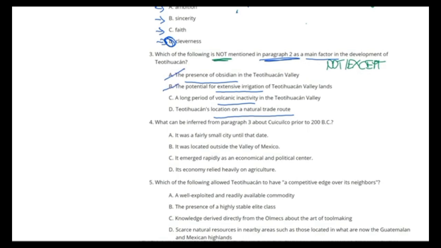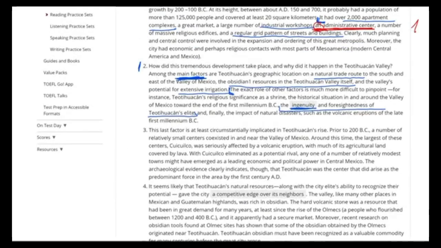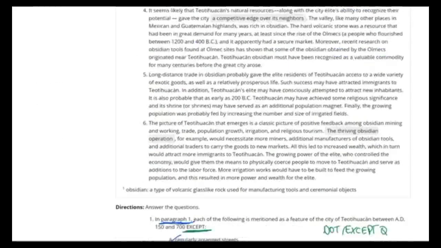B is out. They talk about the city's location on a natural trade route, so D is out as well. So it must be C, okay? C is the correct answer. Let's have a look at paragraph 2 again. There is nothing in the text that talks about volcanic inactivity. They talk about volcanic eruptions in the end, but this is absolutely not important for us, and this has nothing to do with volcanic inactivity.